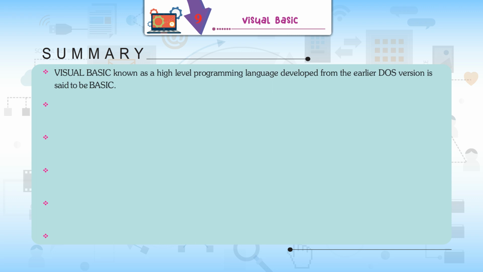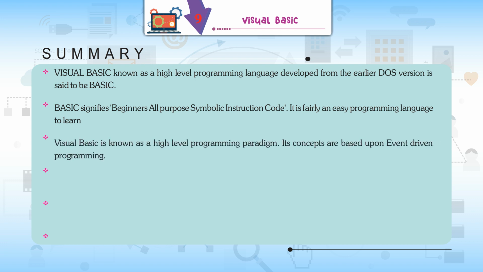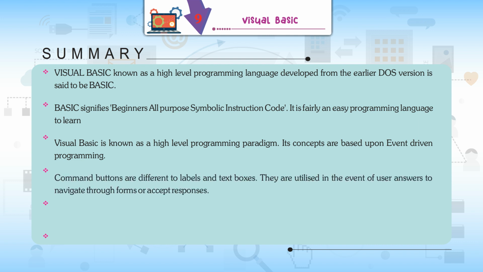Summary. Visual Basic, known as a high-level programming language developed from the earlier DOS version, is said to be BASIC. BASIC signifies Beginner's All-purpose Symbolic Instruction Code. It is a fairly easy programming language to learn. Visual Basic is known as a high-level programming paradigm. Its concepts are based upon event-driven programming.